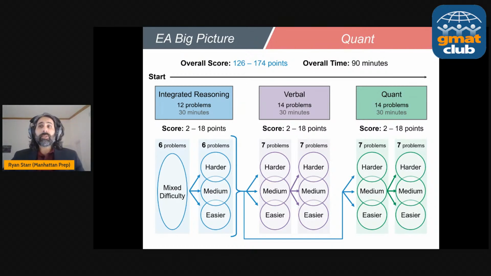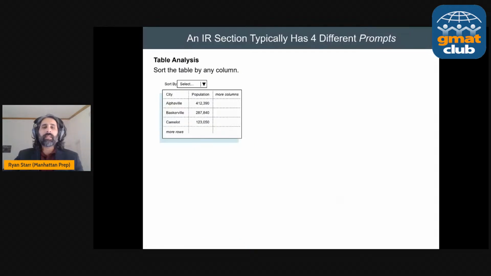And indeed, multi-source reasoning can be very, very difficult. I totally agree with that. Multi-source reasoning is part of the integrated reasoning section. And indeed, let's look at that integrated reasoning section a little bit now because we're talking about it.